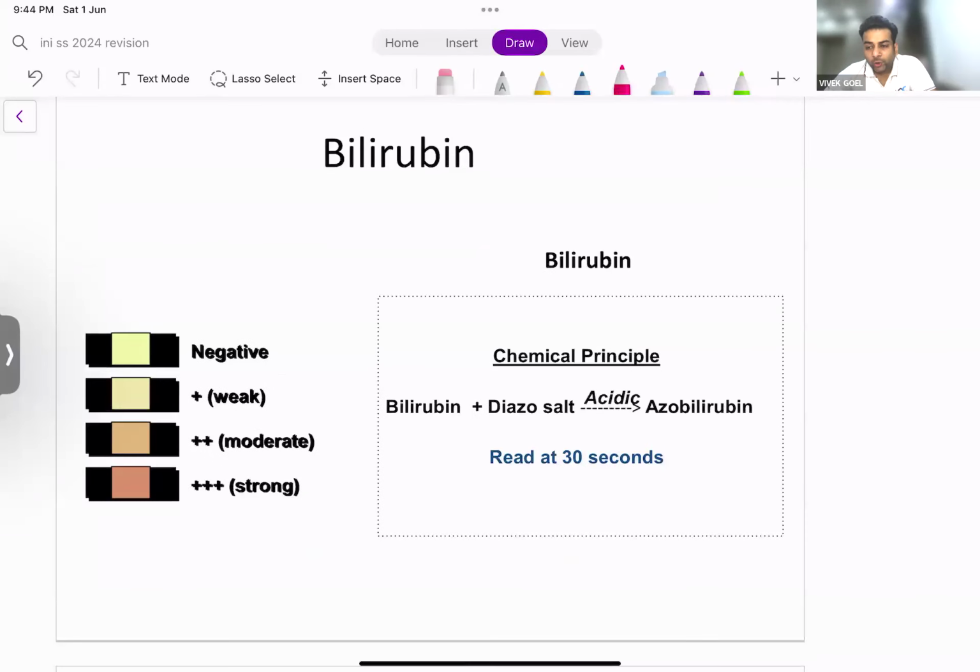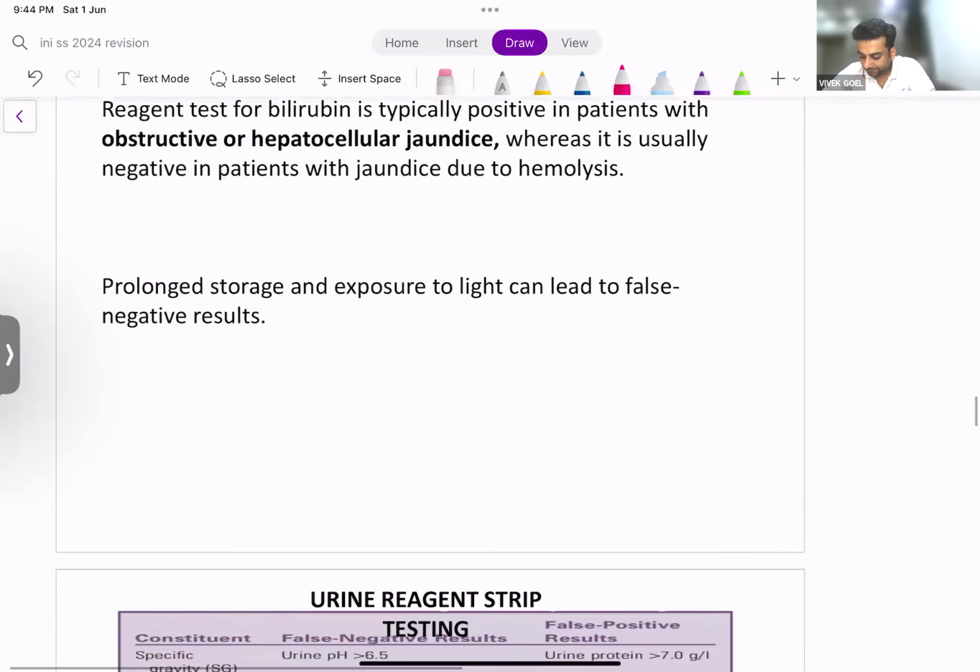Now, bilirubin. We all know that bilirubin is present in the urine in obstructive jaundice or in hepatic jaundice, not in the prehepatic or hemolytic jaundice, because the unconjugated bilirubin, which is always combined with the albumin, is not present in the urine. And here bilirubin combines with a diazo salt, forming the azobilirubin, and then it gives a color change.